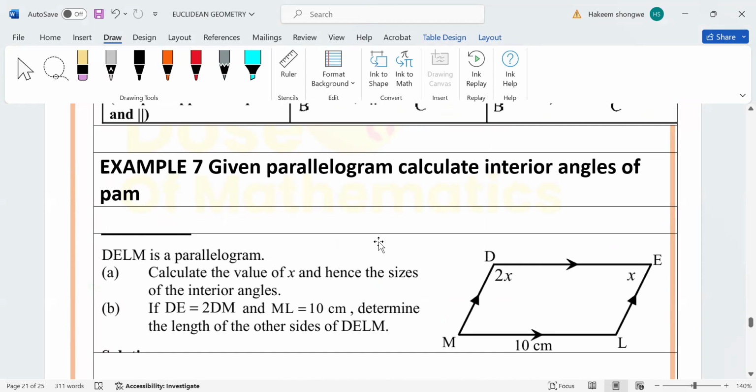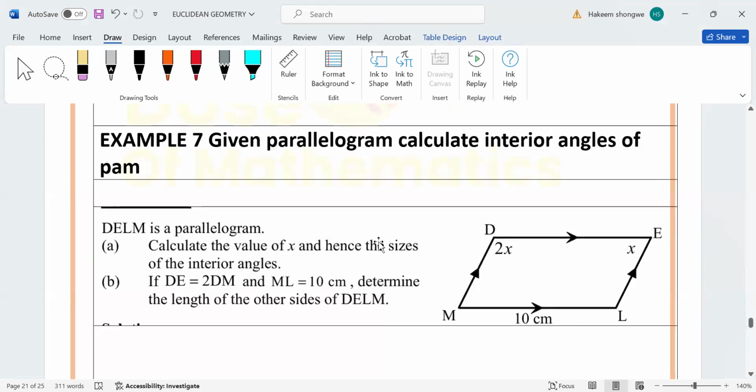So now we know theorem 1. What does theorem 1 say? If this one is 2x, what do you expect this one to be? This one should also be 2x. If this one is x, I expect this one to be x. Where does that come from? From theorem number 1.